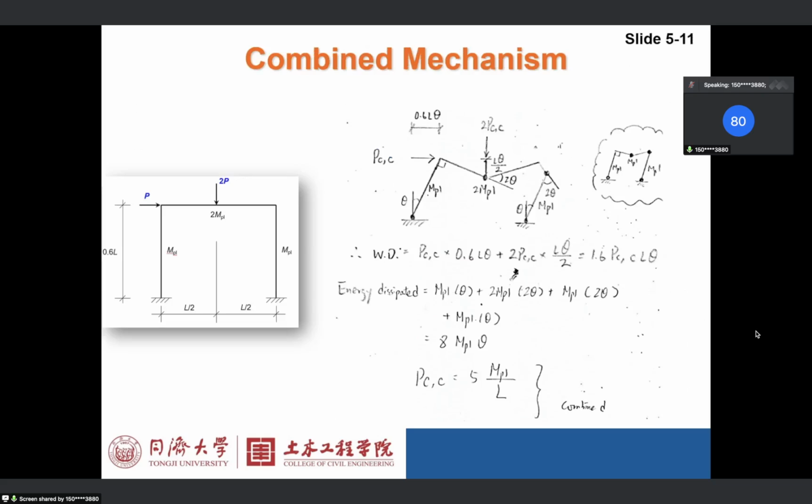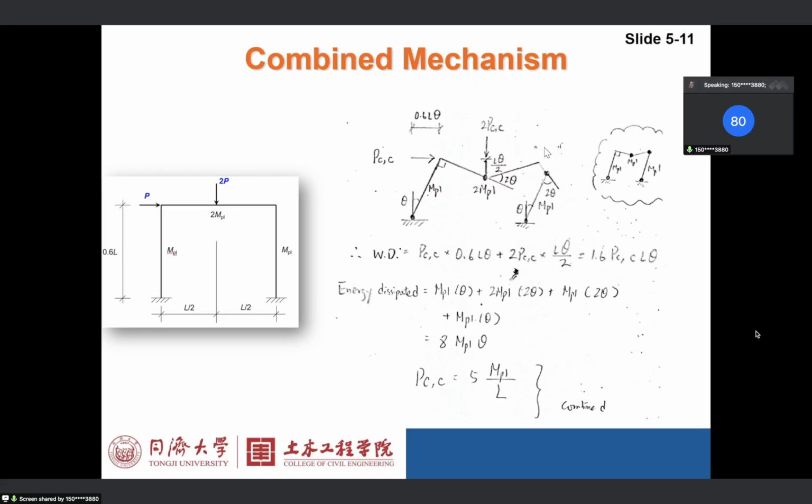Okay, the third mechanism. This is a little bit tricky actually. We call it combined mechanism. So it's a possible combined sway and beam. It is possible. Okay, so it fails like this. So there will be a sway like this, right? Like a sway instability. And there is also a beam mechanism like this.